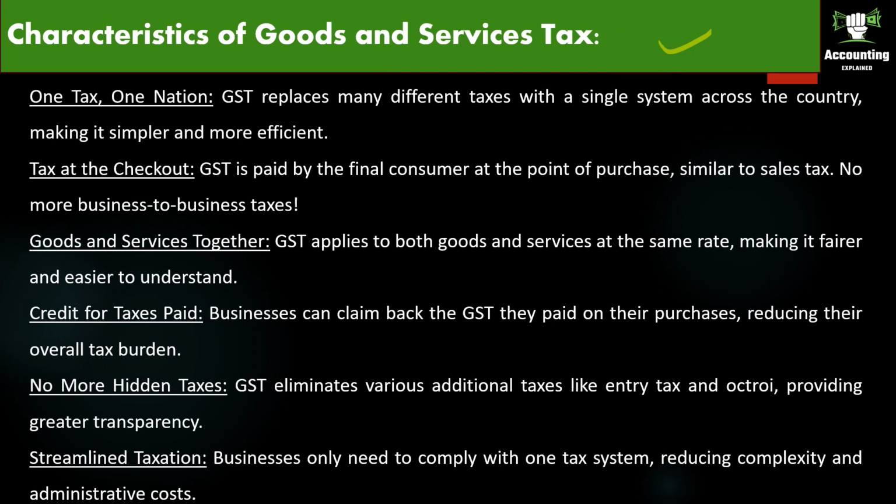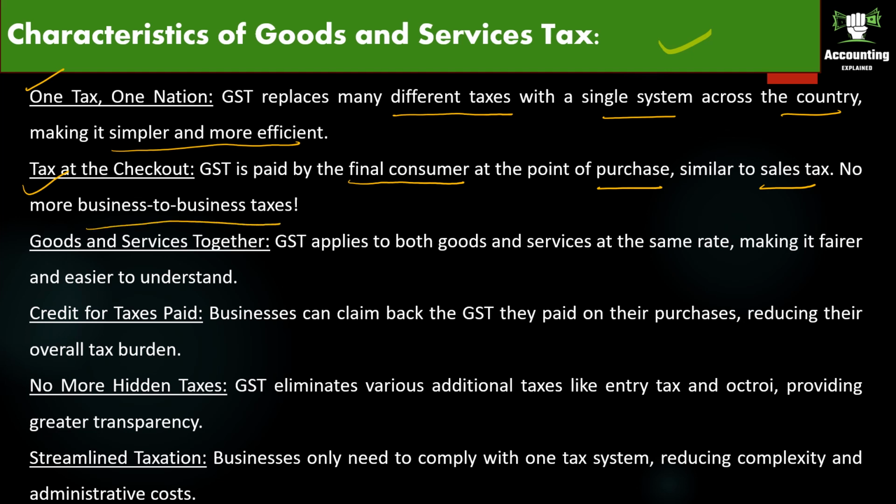Characteristics of goods and services tax. One tax, one nation. GST replaces many different taxes. We saw now with a single system across the country, making it simpler and more efficient. Tax at the checkout. GST is paid by the final consumer at the point of purchase. This also we saw, similar to sales tax. No more business to business tax. Only the final consumer is the person who is going to pay the GST, not the manufacturer, not the supplier, nothing.